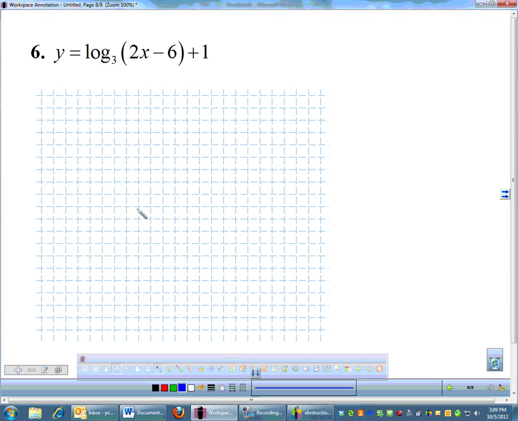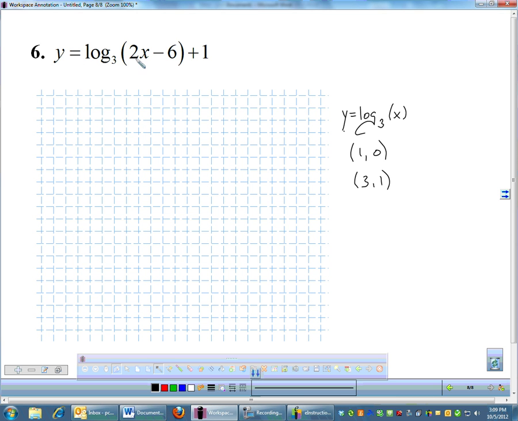Number 6, last one. Ooh, lots of stuff going on here. I am starting with my parent function of log base 3 of x. So let's start with that, log base 3 of x. And I know that that has ordered pairs 1, 0, and 3, 1. And then we have to figure out what my transformations are here.